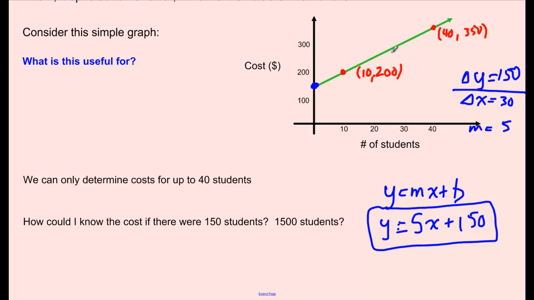And how do I know it's a function? I could do the vertical line test and see that any vertical line I put on here will only touch the function in one spot.